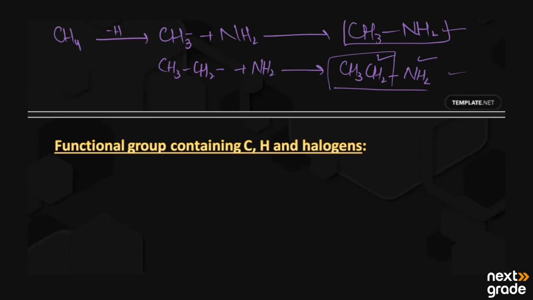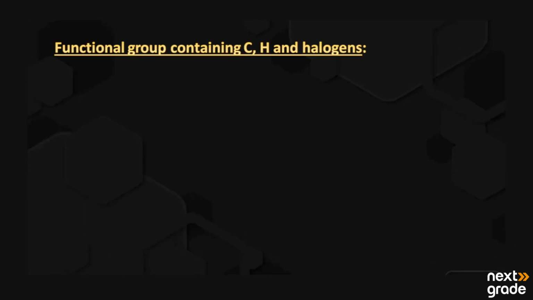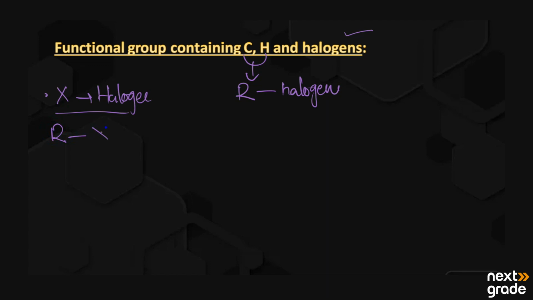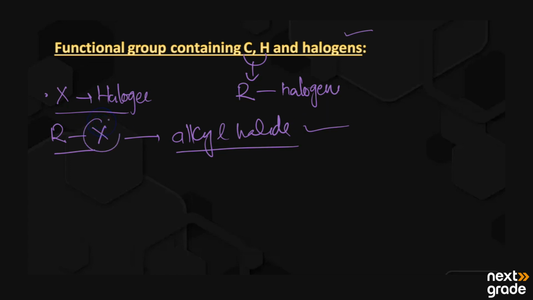Next we have the second functional group, which contains carbon, hydrogen and the halogens. If the functional group has carbon and hydrogen, it means it has the alkyl group. Along with it, we attach the halogens, and these halogens are denoted with X. If we have halogens with the alkyl radicals, like R-X, this is known as the alkyl halide group. In the alkyl halide group, the functional group is mainly the halogen, and the halogens are denoted by X.